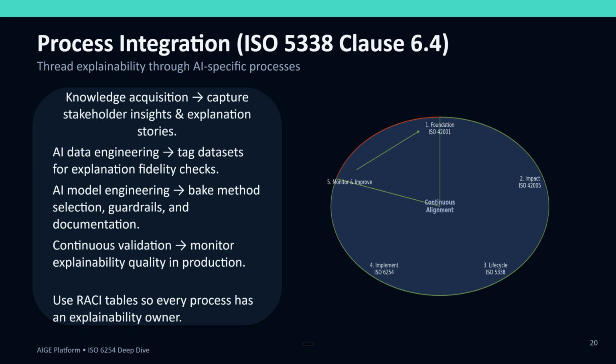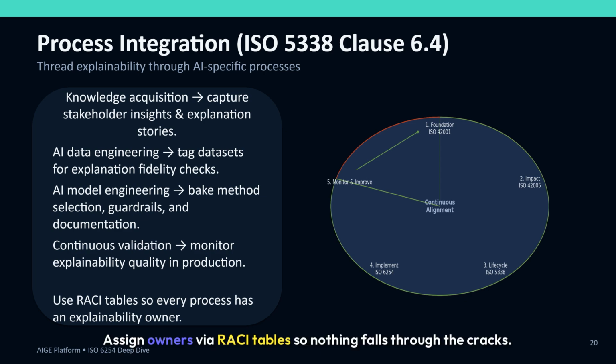ISO 5338 Clause 6.4: process knowledge acquisition, data engineering, model engineering, continuous validation all need explainability hooks. Assign owners via RACI tables so nothing falls through the cracks.